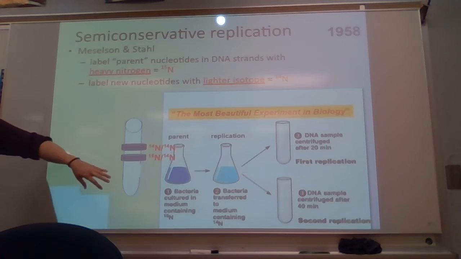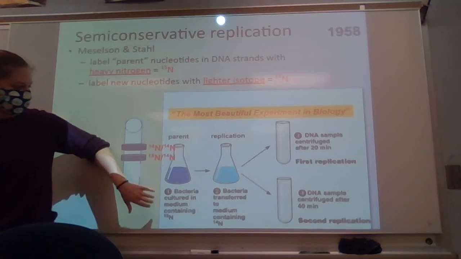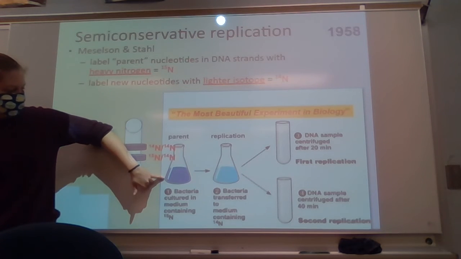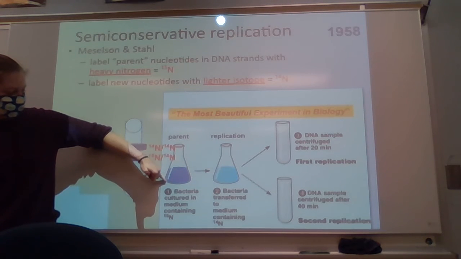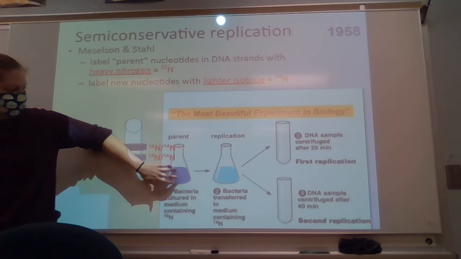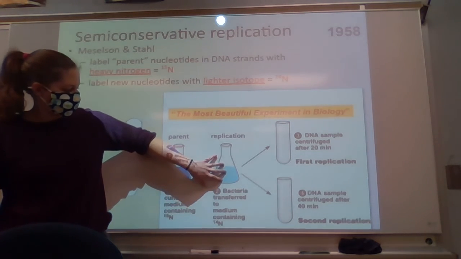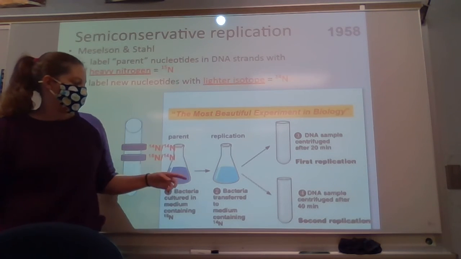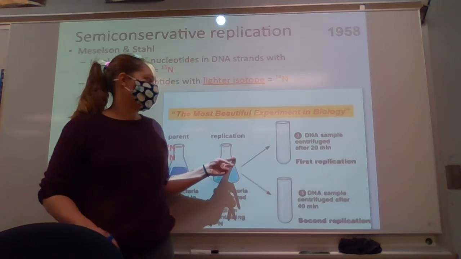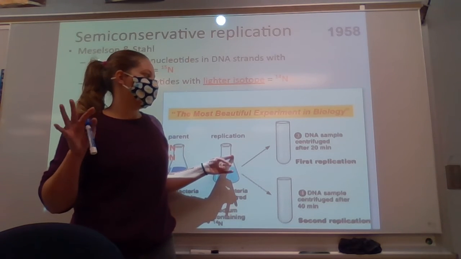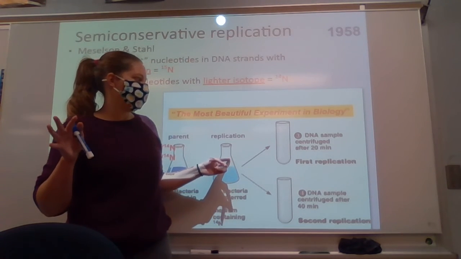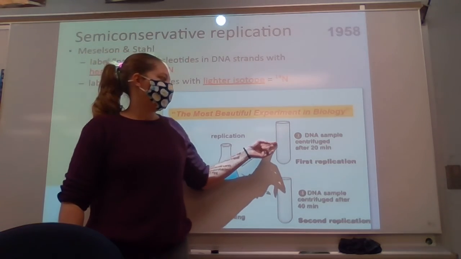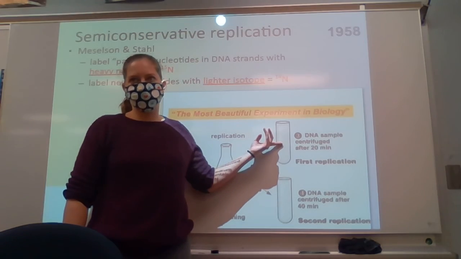Okay, so let's take a look. Here's the diagram down here. In the first round, we're just growing bacteria in that heavy nitrogen. So all the parent DNA is going to have heavy nitrogen in it. They transferred the bacteria to the nitrogen 14. And then after about 20 minutes, which is about how much time it takes for the bacteria to divide, they centrifuge the sample. So again, what does centrifuging do?